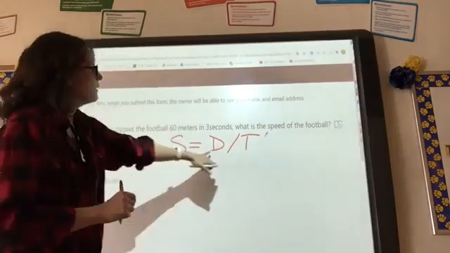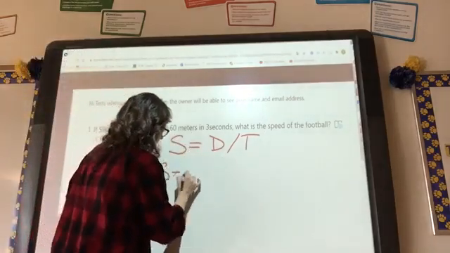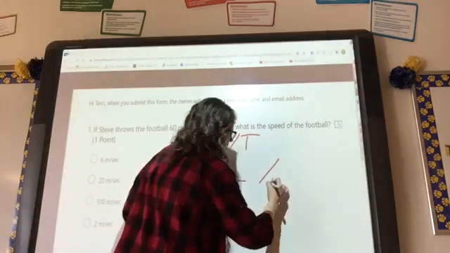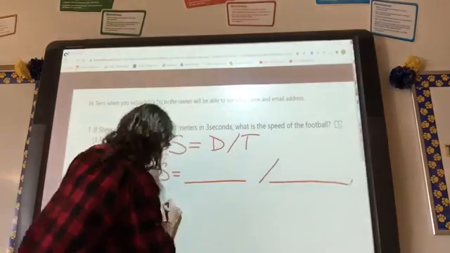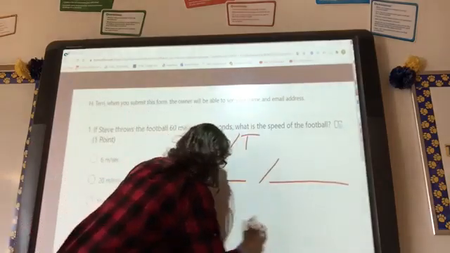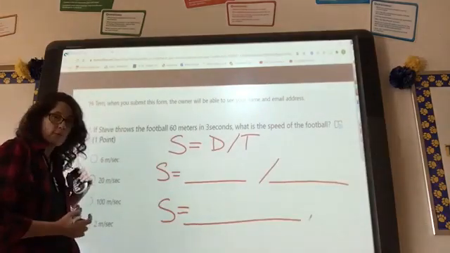All right, so speed equals distance divided by time. We need to find the speed by dividing the distance and the time. So that'll give us a spot for distance and a spot for time. And we can write our answer right there, and then you guys will select it on the form, okay?